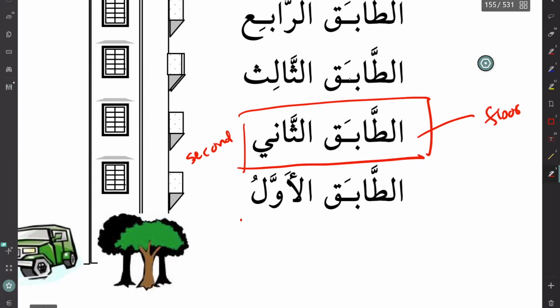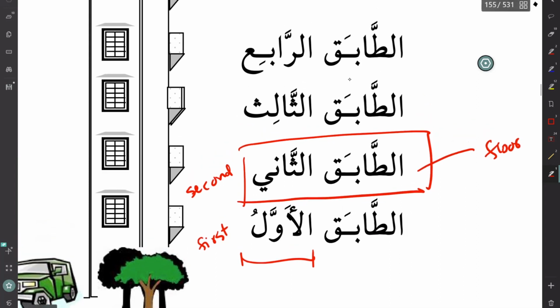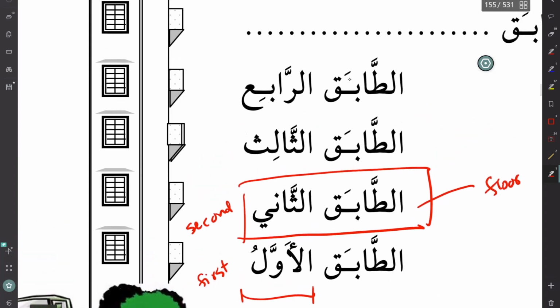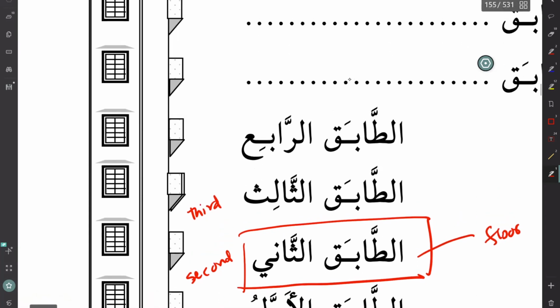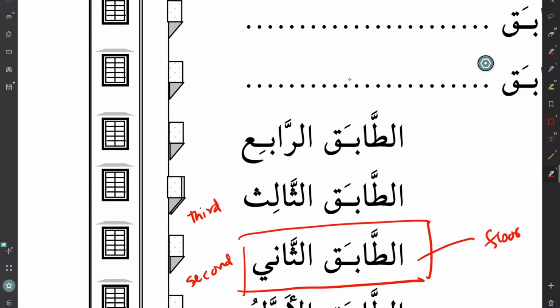So the first one is awwal. Okay, you say awwal. Awwal means first. Okay, at-tabaqul awwal, the first floor. Then we have at-tabaqul thani, the second floor. Then we have at-tabaqul thalith. Thalith is what? Third. Okay, so this is the third floor. And then we have at-tabaqul rabi', is the fourth.